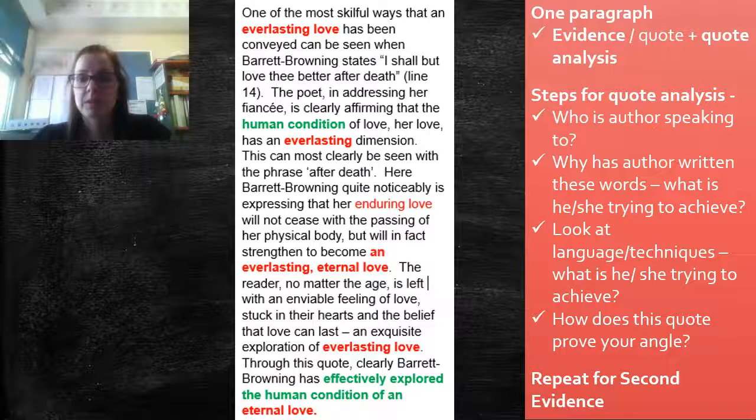After we've prefaced what the text is about, we're then going to provide our evidence. So we need to provide evidence, quote, and quote analysis. So for your quote analysis, it's important to think about who is the author speaking to, why has the author written these words, or what is she or he trying to achieve. Look at the language techniques, what is he or she trying to achieve, and how does the quote prove your angle. And then you repeat in a separate paragraph for your second piece of evidence. Now, whilst quote analysis is analytical, you still need to try and maintain that conversational tone, which is a feature of the genre.